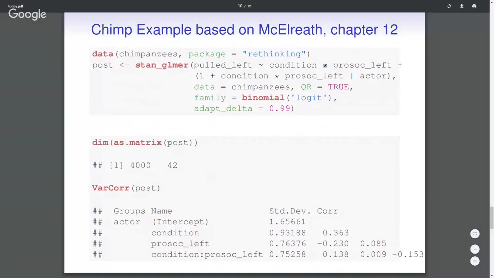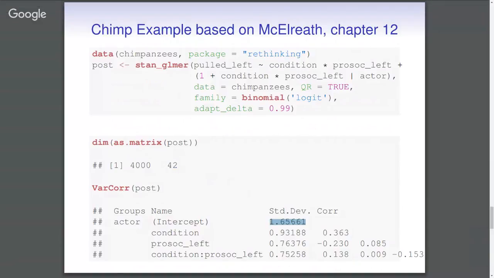So in this case, when we estimate the model, and because we have more than one predictor here, it's good to use QR equal true if you don't want to specify an informative prior on the betas. This is a Bernoulli model. So it comes out, this is a 4,000 by 42 thing. And now, instead of having this 1-by-1 covariance matrix like we had with the tanks and the tadpoles, now we have a 4-by-4. So there's posterior correlations and posterior standard deviations whose means are listed here.